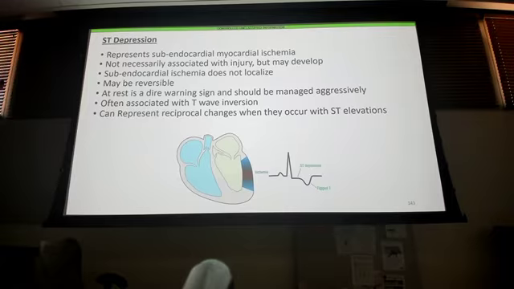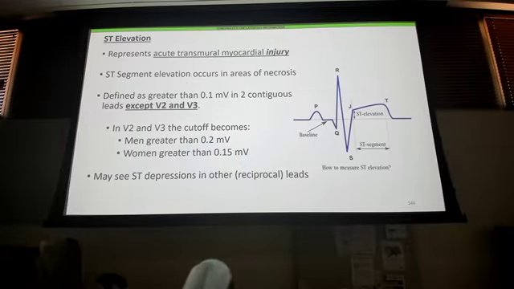ST depressions and T-wave inversions are typically indicative of subendocardial ischemia, so it's a very focal area that's under stress because it's not getting the oxygen and nutrients that it needs. When we talk about ST elevation, the full thickness of the muscle in that area is impacted, okay? So you have a much broader, more serious impact from that ischemia that's occurring.